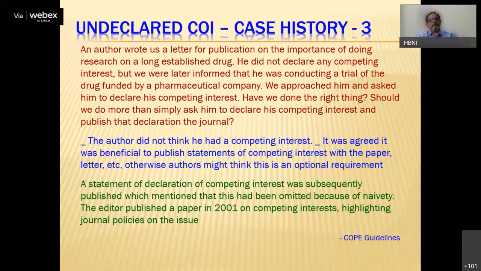So a statement of declaration of competing interest was subsequently published, which mentioned that this had been omitted because of naivety. And the editor later published a paper in 2001 on competing interests, highlighting journal policies on the issue. That's also a very commendable thing to do because the editor would like to bring it into the public domain. So what are the issues regarding the conflict of interest, how should authors take care of such things, and what would be the journal policies on the matter.